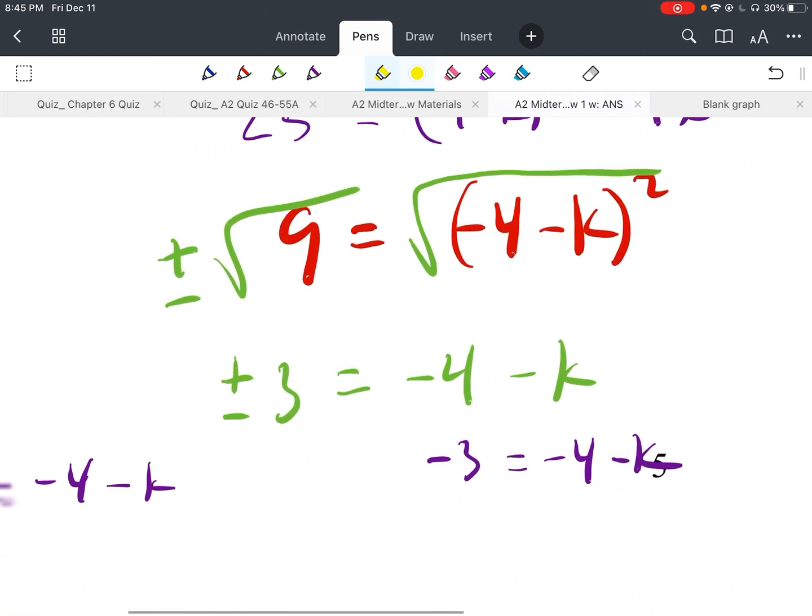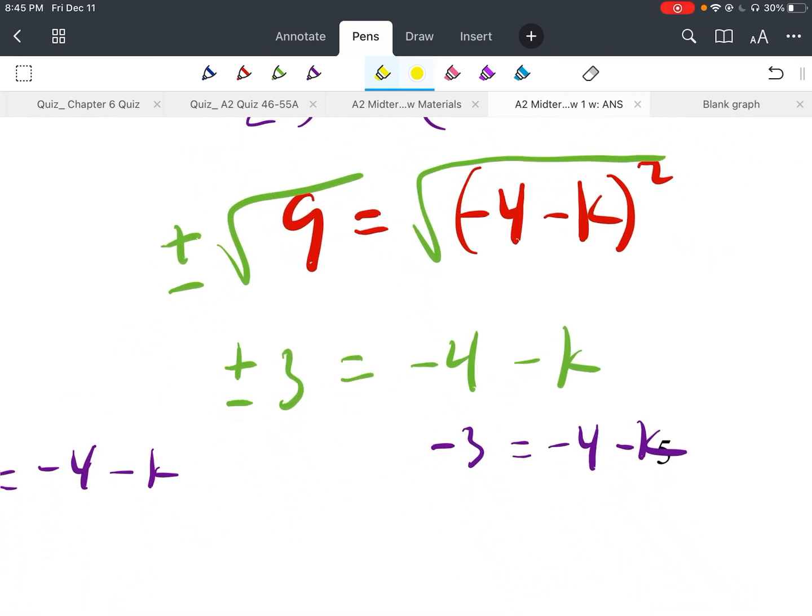Now, this is the critical step. Anytime you undo a square and introduce a square root, you always account for the plus or minus because you don't know if what was in those parentheses getting squared could be positive or negative. But once you squared it, it turned positive. So we have to account for the positive and negative answers. So put plus or minus radical 9, which becomes plus or minus 3.